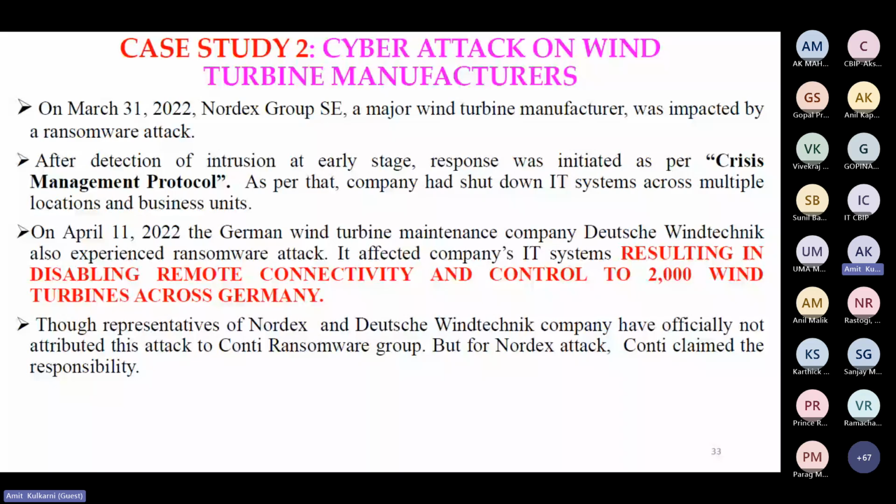Similarly, in same manner, on 11th April 2022, another wind turbine maintenance company from Germany that is called Deutsche Windtechnik also experienced ransomware attack. It affected company's IT systems, resulting in disabling remote connectivity and control to more than 2,000 wind turbines across Germany. Just imagine 2,000 wind turbines across the country.